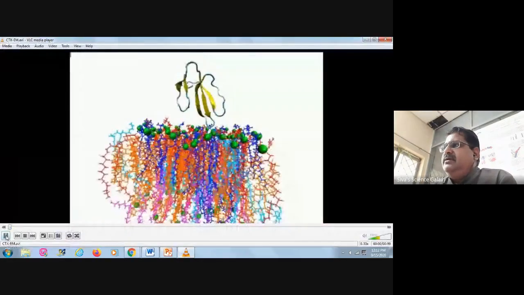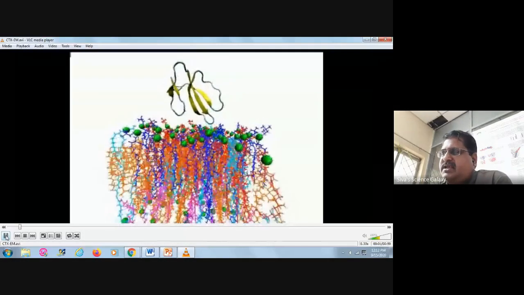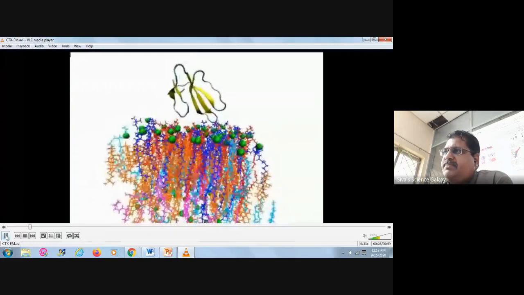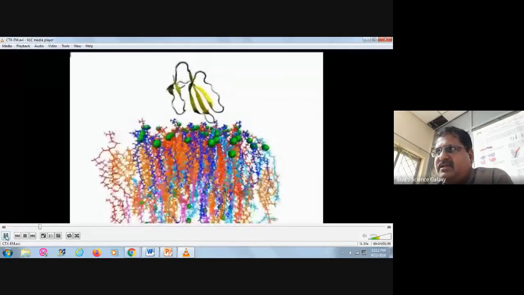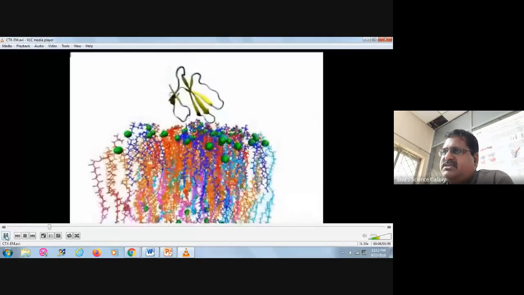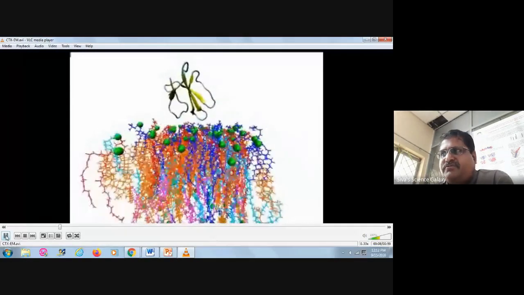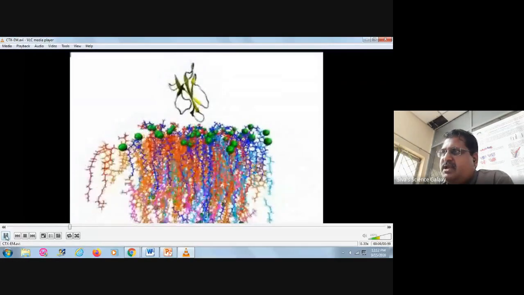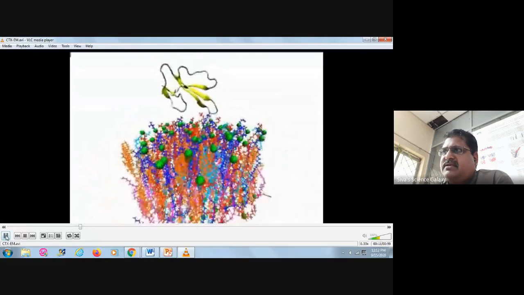Here I'm showing, I hope everyone can see the movie, a molecular dynamics simulation. Here I simulated the interactions between the protein and the erythrocyte membrane. So what is interesting here? Studying the interaction between a protein and a membrane is an uphill task. It's very, very difficult by experimental methods. So this is where computational biology comes into the picture. With computational methods, we can study the interactions between the protein and the membrane.